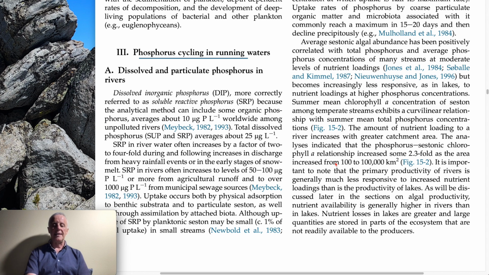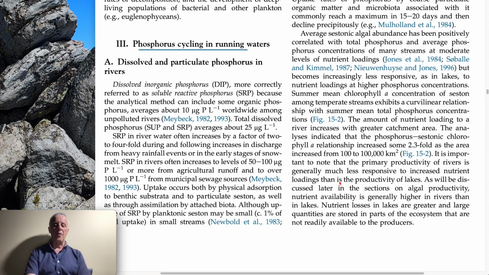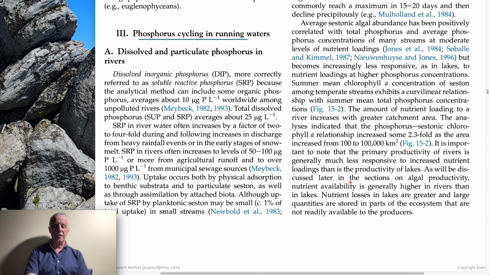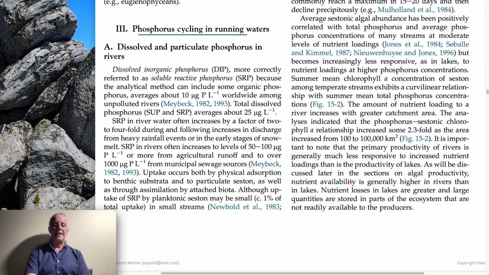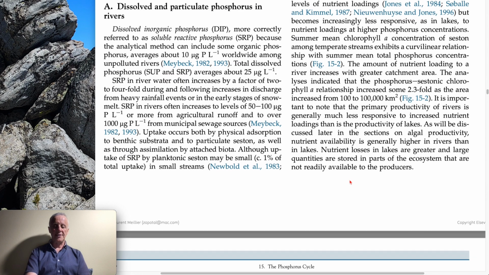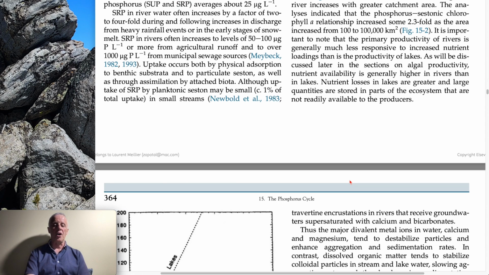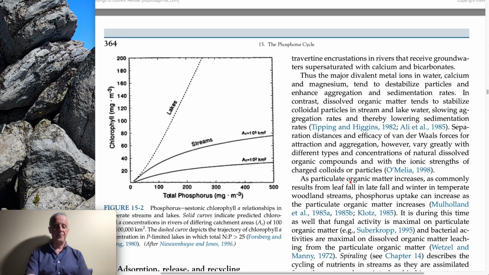The analysis indicated that the phosphorus-seston chlorophyll a relationship increased some 2.3-fold as the area increased from 100 to 100,000 kilometers squared. It is important to note that the primary productivity of rivers is generally much less responsive to increased nutrient loading than the productivity of lakes. As will be discussed later in the section on algal productivity, nutrient availability is generally higher in rivers than in lakes. Nutrient losses in lakes are greater and large quantities are stored in parts of the ecosystem that are not readily available to the producers.